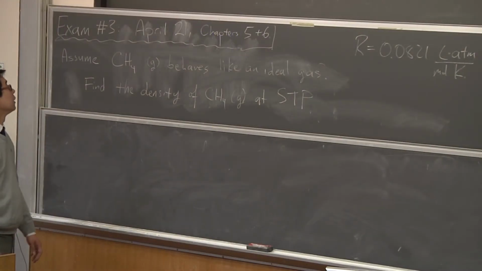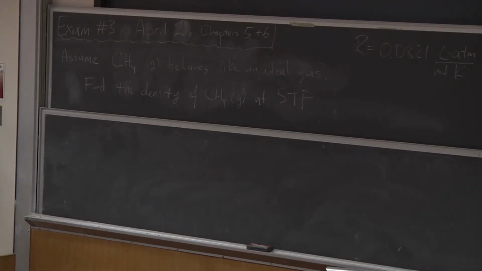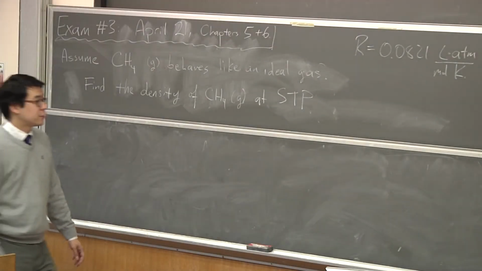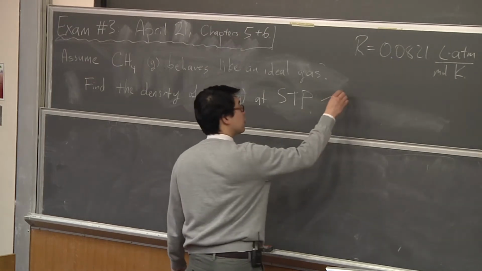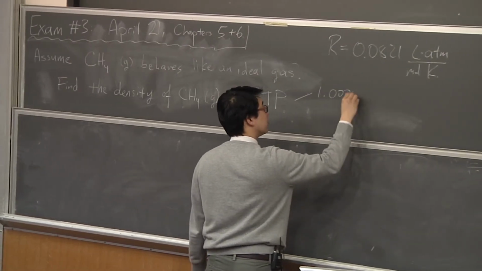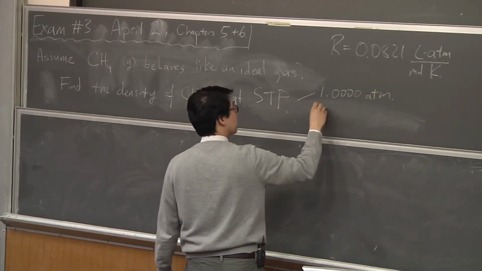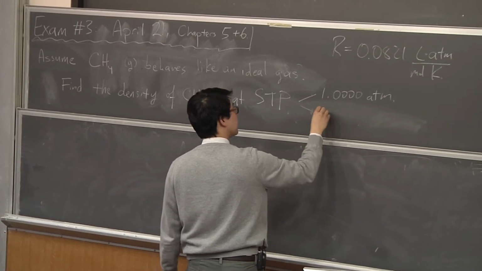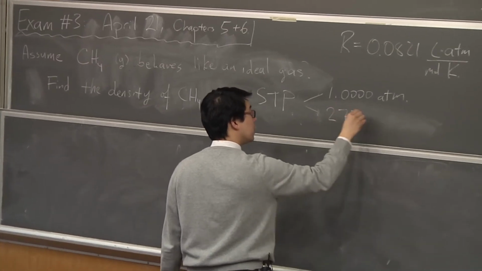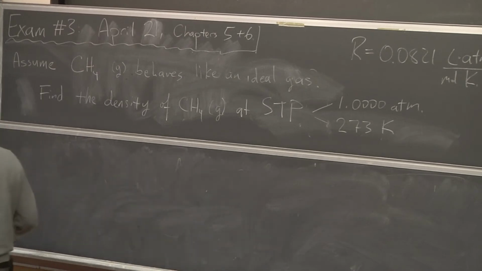Okay, so assume that CH4 behaves like an ideal gas. Find the density of CH4 at STP. And so STP, standard temperature and pressure, is exactly 1 atm, and the temperature is going to be 273 Kelvin. So go ahead. How are we going to do this?